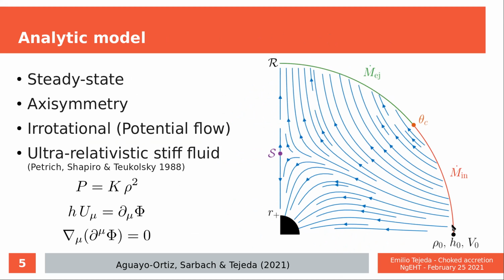This figure shows our model setup. The flow is being continuously injected from an outer spherical boundary, the injection sphere, where we also fix the flow properties at the equator. As a function of these boundary conditions, the fluid streamlines can be divided between those that accrete onto the central object and those that are redirected as a bipolar outflow. We also measure at the outer boundary the mass injection and ejection rates.